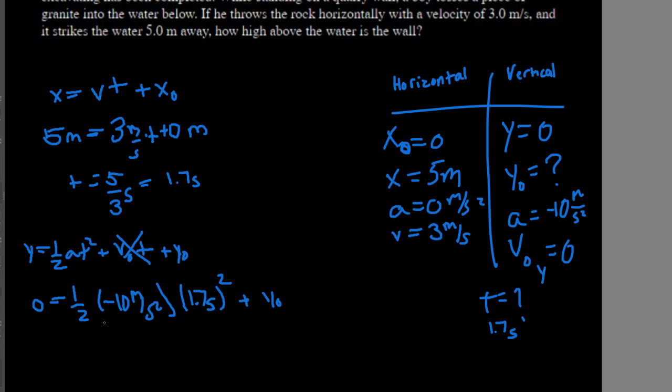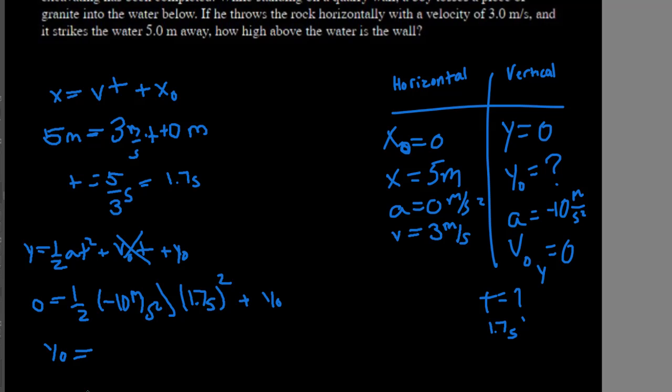So here's what I'm going to do. We know that if these two things add up to 0, then they must be opposite of each other. So if I can find out what this is, that must be the same as what this is, but just positive. So y naught must be all this stuff positive.